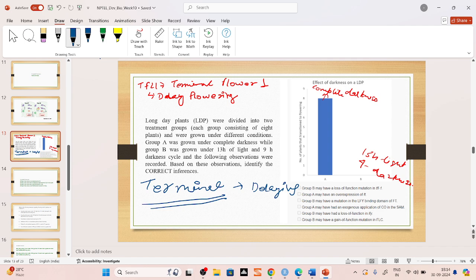That means that group B does not have a loss of function mutation in the TFL1 gene, because if there would have been a loss of function mutation in the terminal flower 1 gene, then there should be some plants that have transitioned. But since there are no plants, therefore option 1 becomes incorrect.